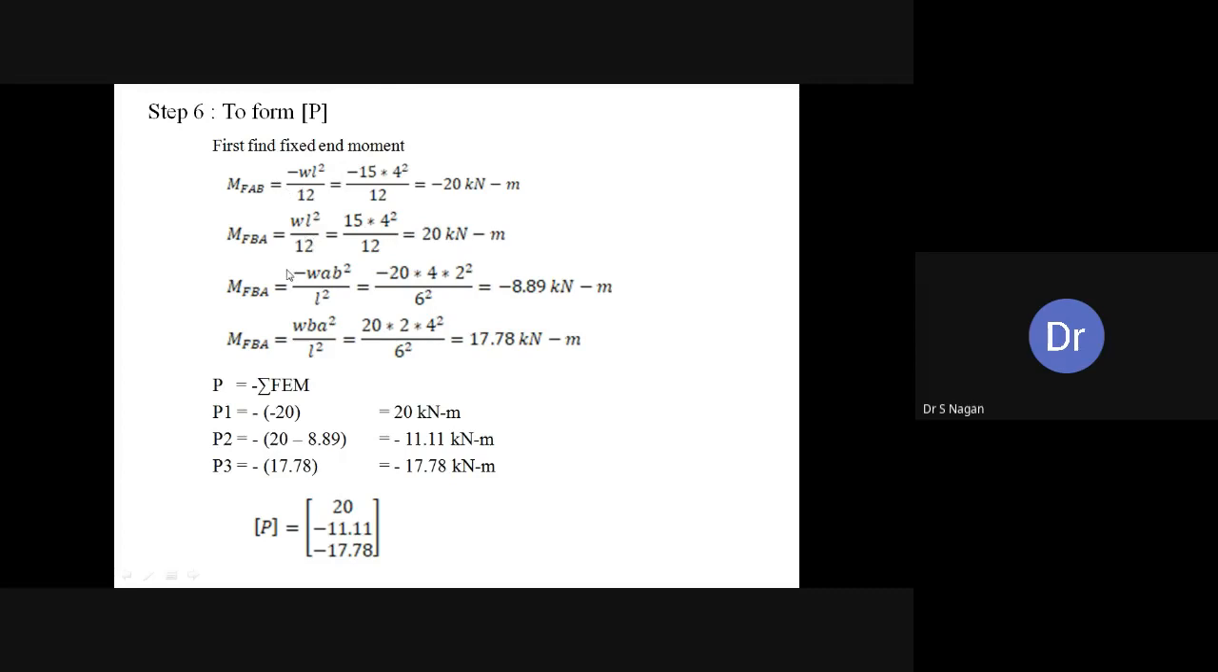In span BC you have a central point load. Sorry, I have not written it wrongly, it is M of BC and M of CB. So minus WAB squared by L squared and plus WA squared B by L squared. So load and distance are given.